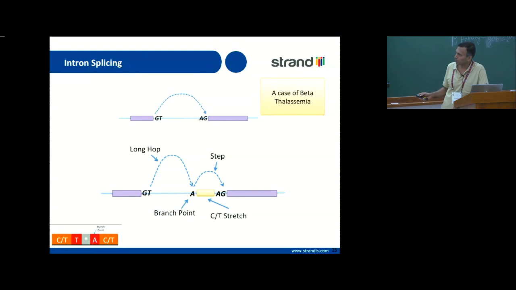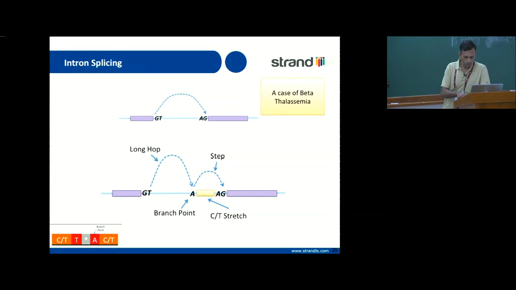There's something called a branch point, which is a single character A. And then between the A and the AG, there has to be a stretch of characters, which is primarily composed of C's and T's. There might be a couple of A's or G's in there, but primarily it's C's and T's. So from here, you jump to the A, and from there, you jump to the AG, and the distance between this and this should not be too much. And so there's a whole bunch of rules that, simply by studying these sequences across genes, people have inferred.